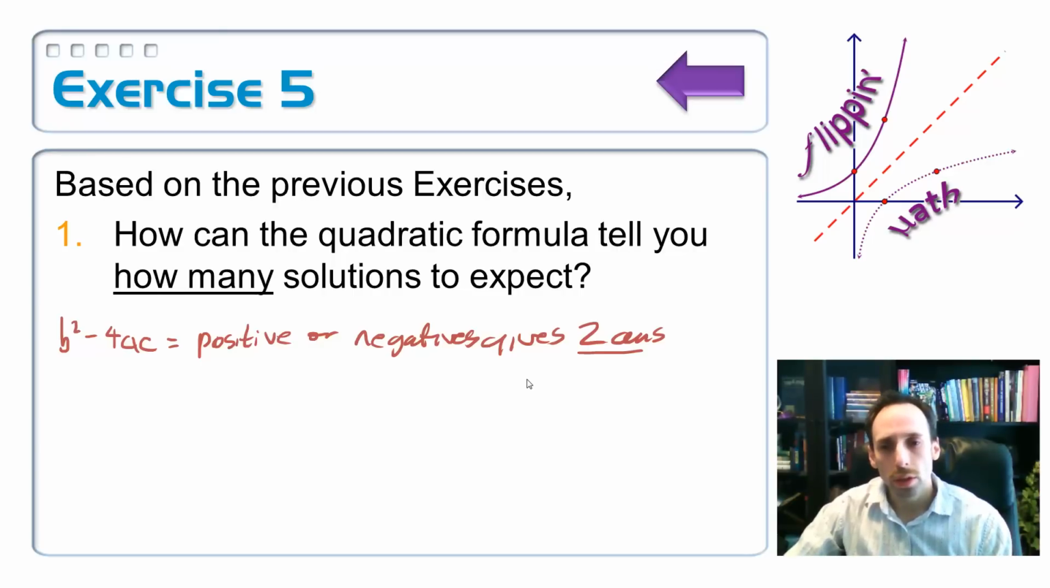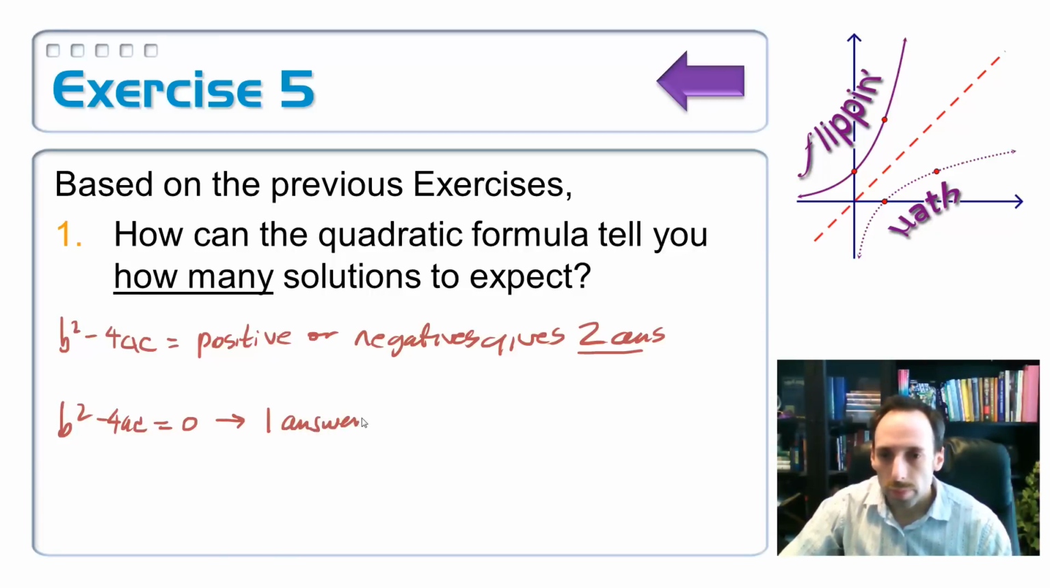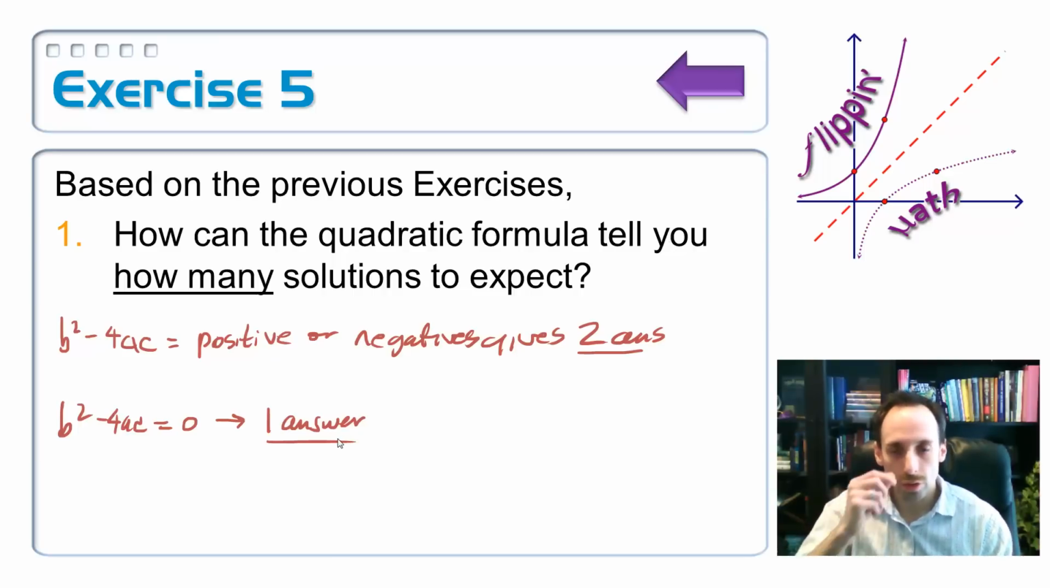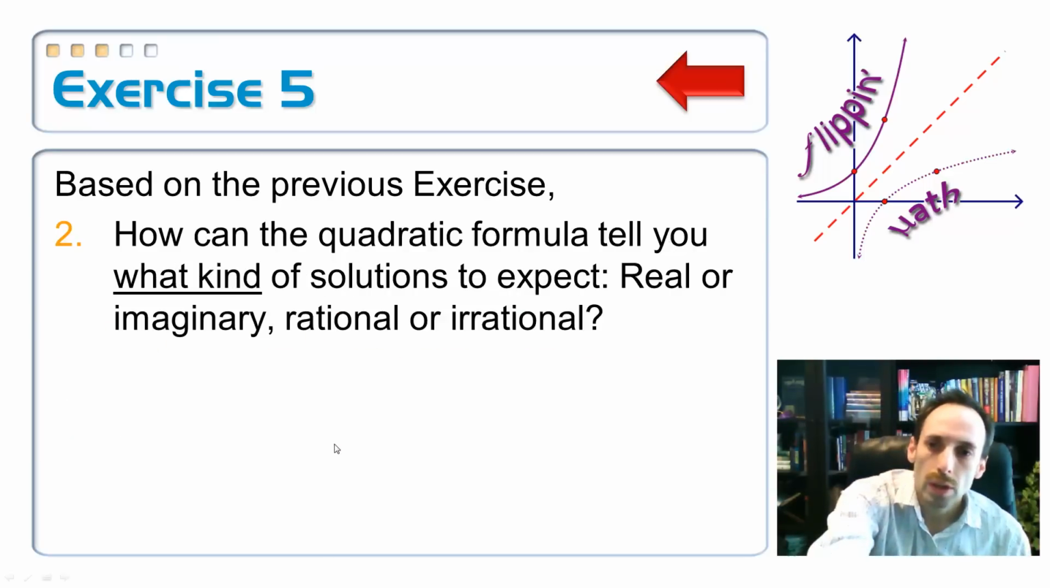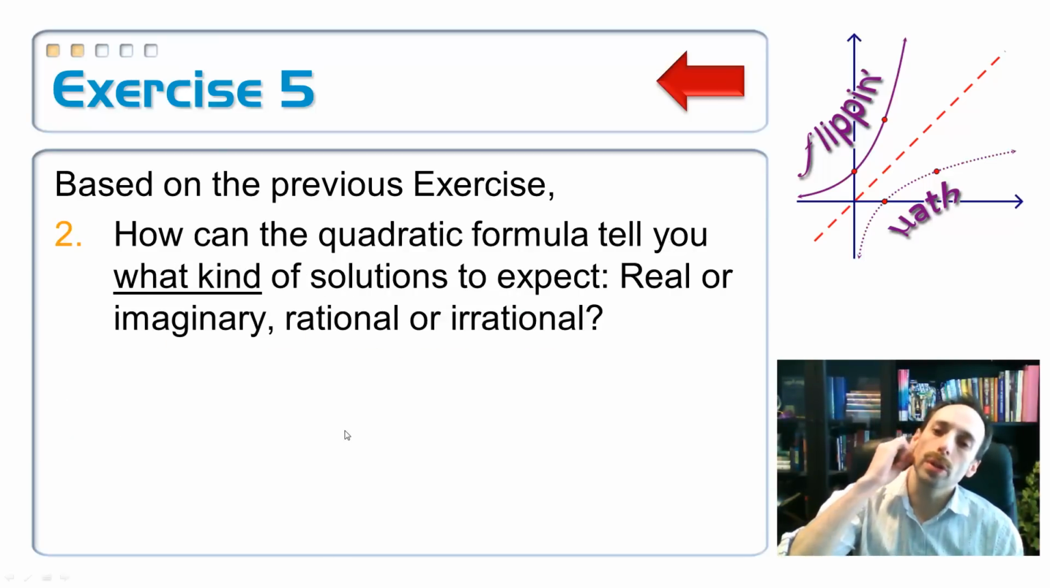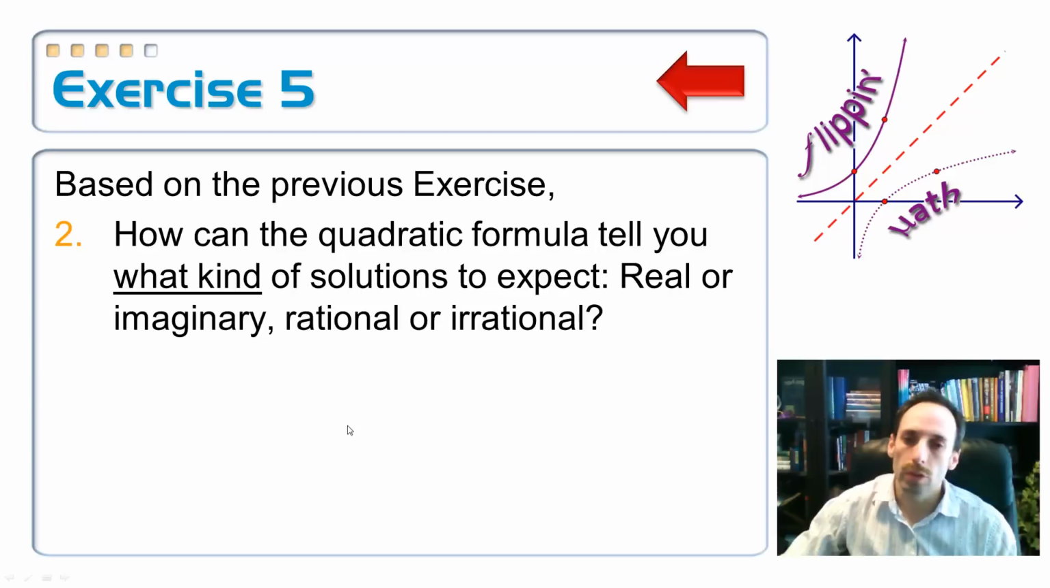Now, what did we say? What's got to be true about it? If it's going to give us only one answer, then that means that b squared minus 4ac is equal to 0. It's not positive, it's not negative, it's just equal to 0. This means that we're going to have one answer. Alright so far?